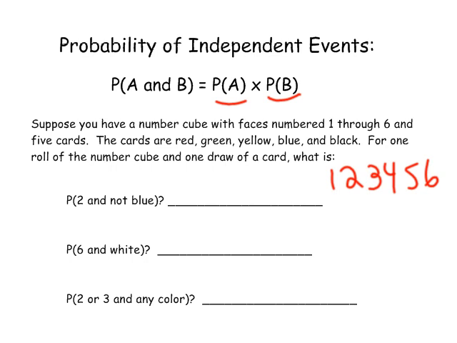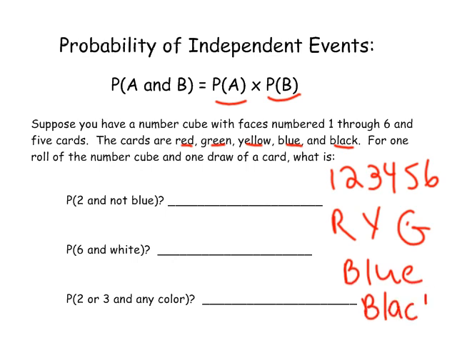And then we have 5 cards. The cards are red, green, yellow, blue, and black. So we have red, yellow, green, blue, and black. And we're going to roll the number cube once, and then we're going to draw one of the cards. So what's the probability we roll a 2, and then when we draw our card, it's not blue?